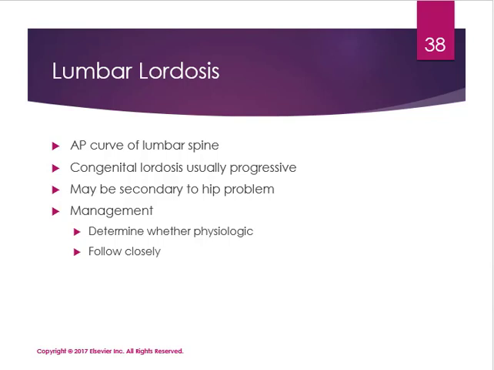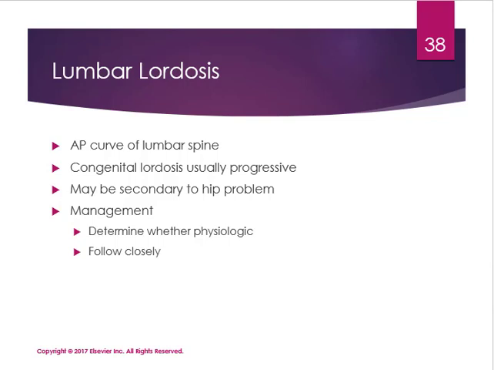Let's finish off the back with lumbar lordosis, and then we'll stop part 2. So, lumbar lordosis or hyperlordosis is an AB curvature of the lumbar spine, and this is when you'll notice when the child stands that the abdomen and the buttocks protrude. It's the least common and is often associated with kyphosis or scoliosis. Congenital lordosis is usually progressive, and it can also be a secondary result of a hip problem in which full extension is limited by the hip flexion contractures.